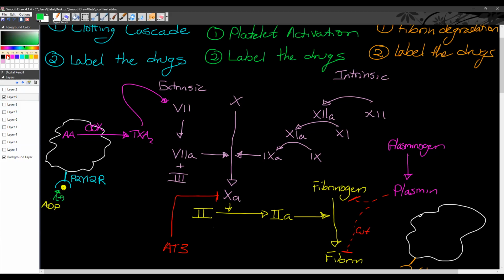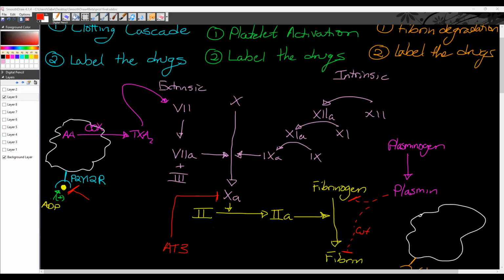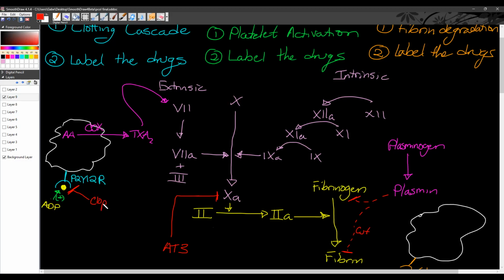And what are our drugs that inhibit the P2Y12 receptor? Right. These are all of our grels. So we have clopidogrel, prasugrel, and just to separate it a little bit, ticagrelor.